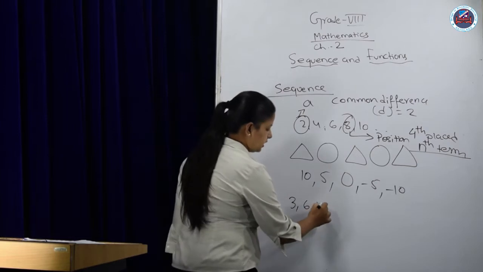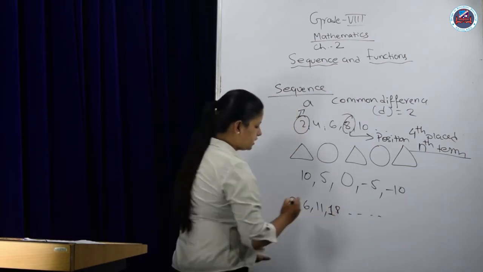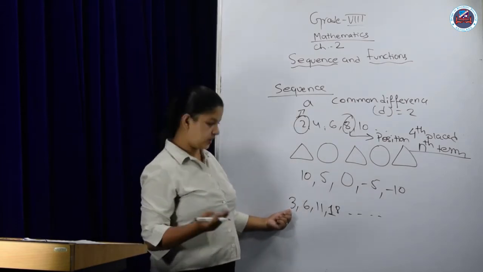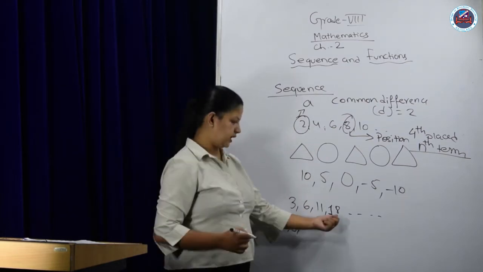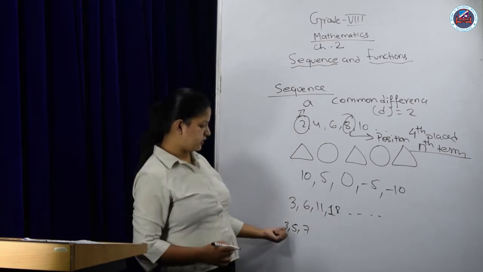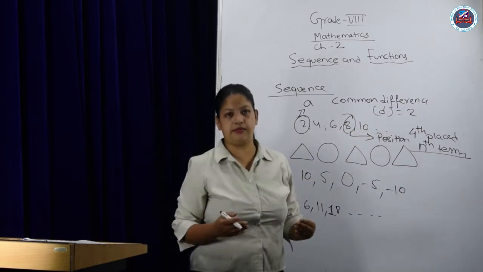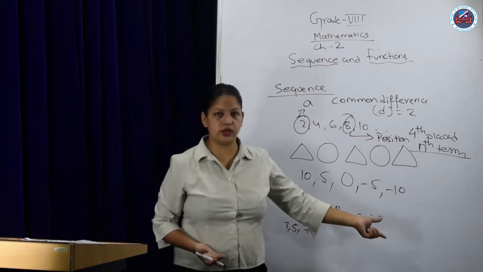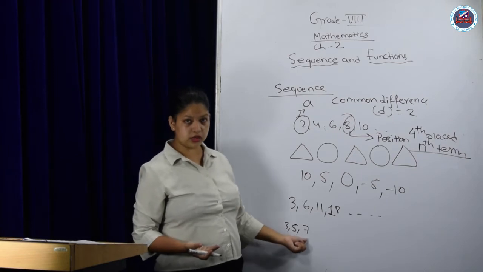3, 6, 11 for example, 18 goes on. Now here if you check the differences, 6 minus 3, 3. 11 minus 6, 5. 18 minus 11, 7. So if you check, differences are a bit different. Just now I told you common difference has to be same, but here common differences are different. But still it is following a sequence. How? 3 is added, second term 5 is added, third term 7 is added.